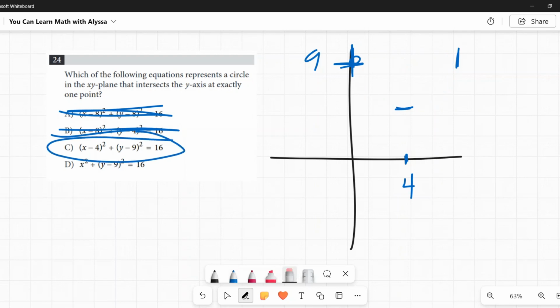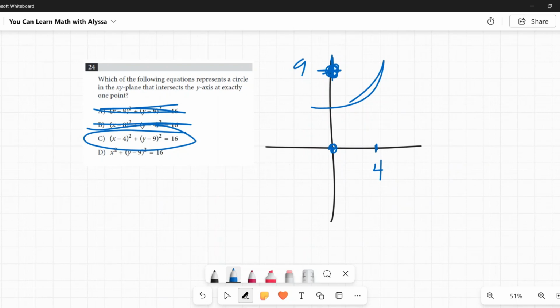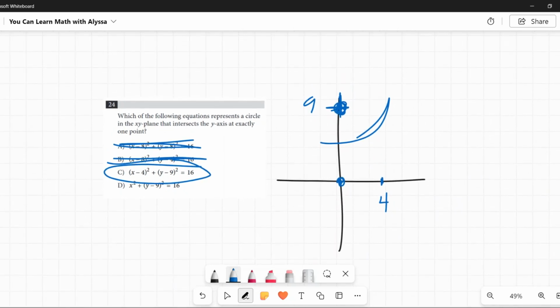C is our answer, but just to double check, let's look at D. D says x squared, so that means we're at 0, but then y minus 9, so that means we're up here, so our center's up here, and a radius of 4. This is not going to work either, because if I continue this, as you see, it's going all the way around. It's going to intersect the y-axis at 2 points. So confirmed, C is my answer.